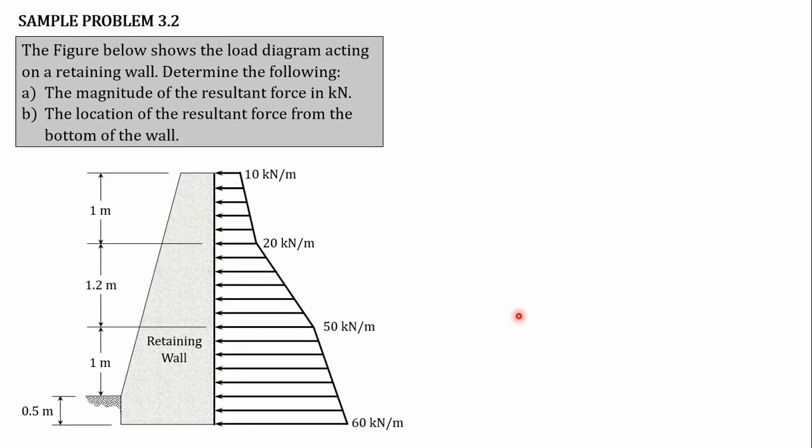Okay, so sample problem 3.2. The figure below shows the load diagram acting on the retaining wall. Determine the following: the magnitude of the resultant force in kilonewton, and the location of the resultant force from the bottom of the wall. Saan yung bottom of the wall natin, class? Yung bottom of the wall natin, class, is nandito.